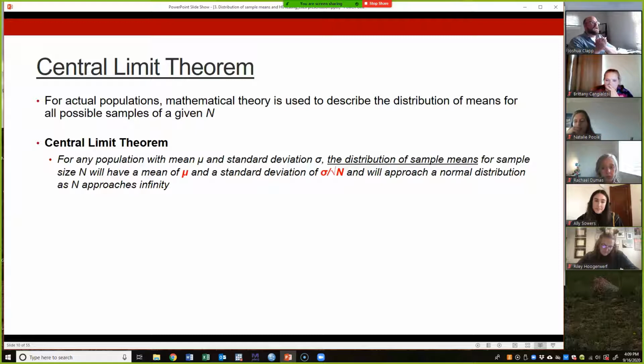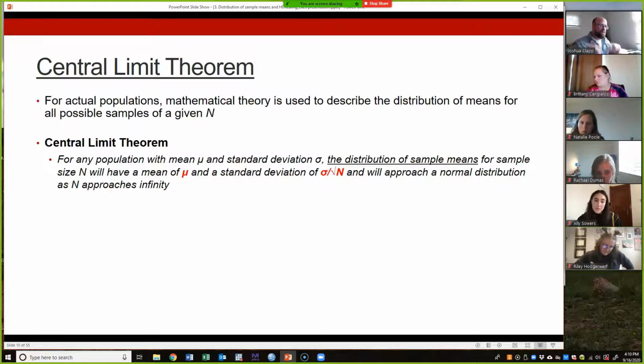So the shape and properties of our distribution of sample means are determined by the central limit theorem here, okay? And we can use mathematical theory, stuff that we won't worry about. I'm not going to have you derive anything, right? But what we know, based on statistical theory, is that for any population that has a mean of mu and standard deviation sigma, the distribution of sample means of sample size n is going to have a mean equal to the population mean, and a standard deviation equal to the population standard deviation divided by the square root of our sample size, and it's going to start to approach a normal distribution as our sample size approaches infinity. Okay, this is the central limit theorem.